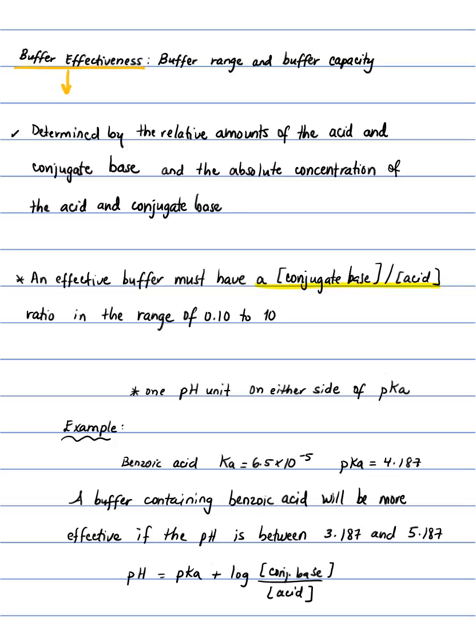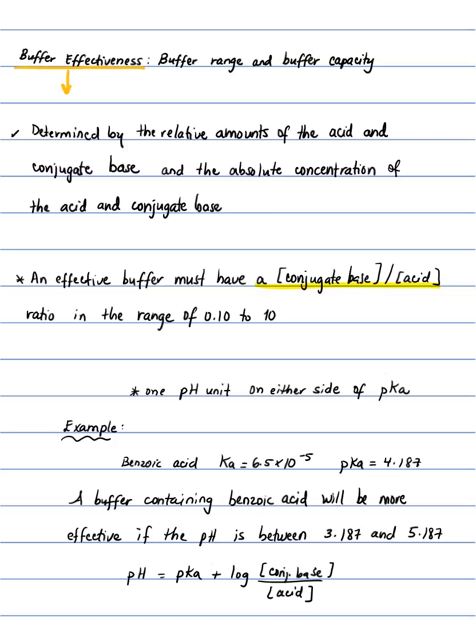If you have benzoic acid, which is one of the acids that we used previously in an example, you have the Ka value for that weak acid, 6.5 times 10 to the minus 5. If you're not given the pKa, you can calculate the pKa from the Ka value. The pKa will be minus log of your Ka value. So you have the pKa right there, it's 4.187.